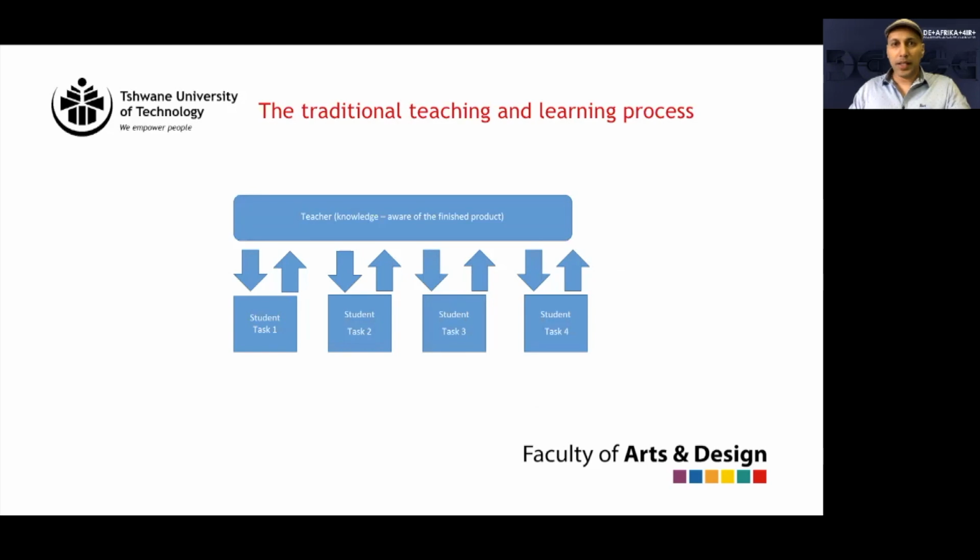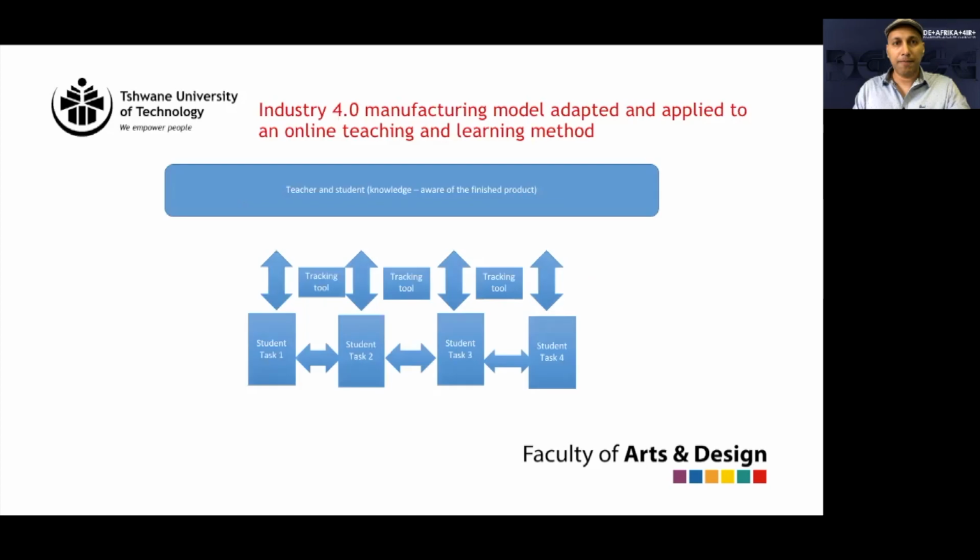The traditional teaching and learning model showed that only the teacher was aware of the knowledge base and controlled the lessons. The teacher sets out the task for the students, the students complete the task and relay it back to the teacher. Then the teacher sets the next task.